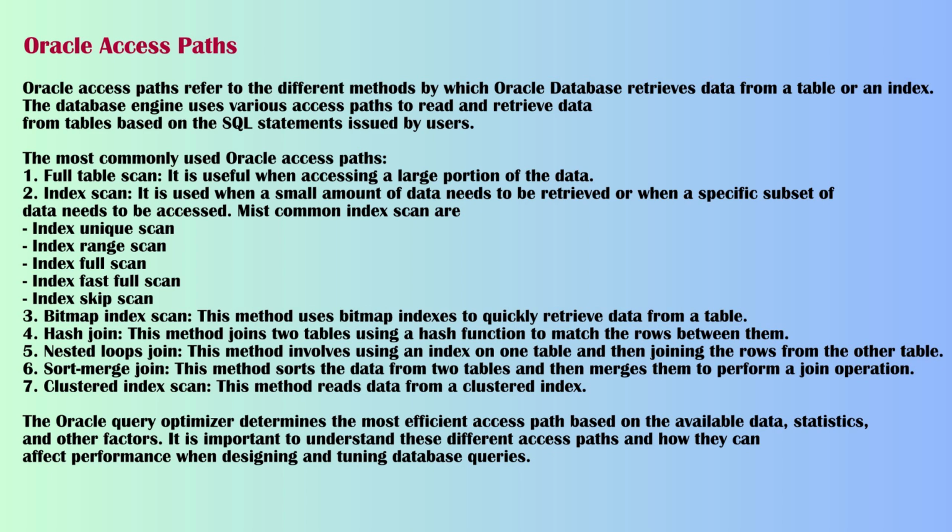Index unique scan. It is a type of index access path that is used when the index being scanned is unique, meaning that each index key value maps to only one row in the table. The Oracle Index Unique Scan is an efficient way to access data in a table when the index is unique, as it can significantly reduce the amount of I/O operations required to retrieve the necessary data.